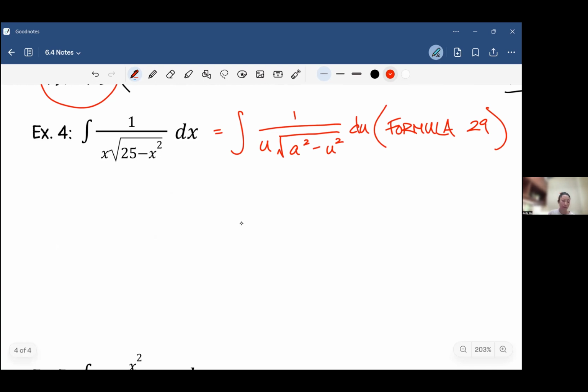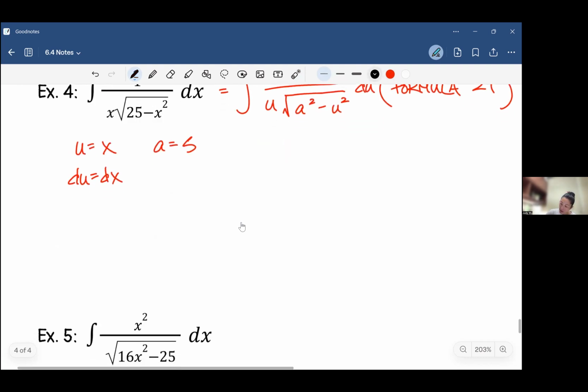What we really want to do is identify our u, our a, and our du. So u looks like it is just x, which means du is dx. And a is not 25. This is where we have to be really careful. This says a squared is 25, which means that a is just 5. I would say this is the only tricky thing about using the table: finding the right formula and then making sure you match the parts correctly.